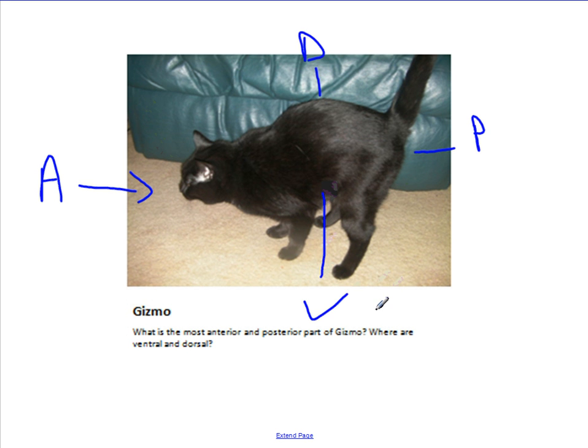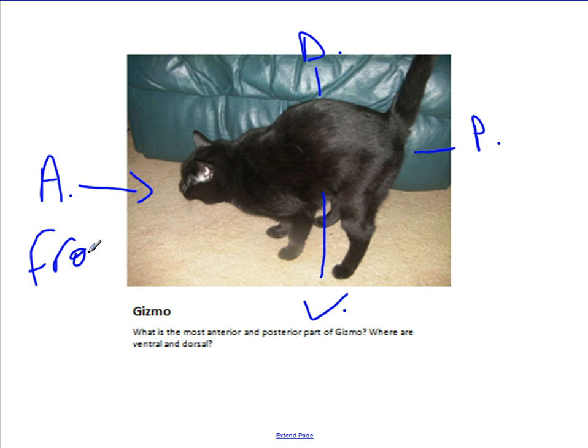Just use the first letter of each word. Anterior, dorsal, posterior, ventral. So if there's any veterinary students out there watching, this is going to be important. Okay, so Gizmo. She's a quadruped. She stands on four legs. Now this is where understanding the literal definitions for these words comes in handy, because remember, anterior means front.